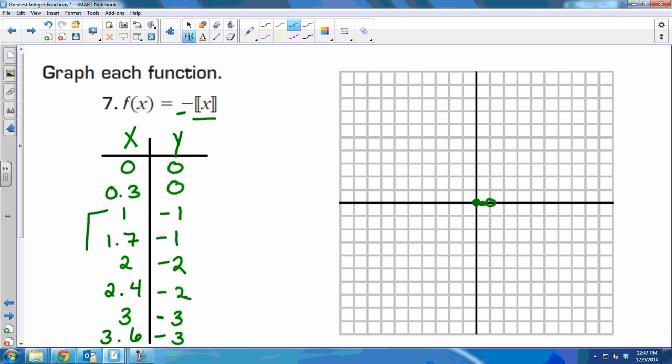So for the next part, like 1, -1, is right here. That's a closed circle. That's an actual point on our graph. And like 1.7, -1 was also a point on our graph. Every single decimal value between 1 and 2, x equals 1 and 2, would have a greatest integer value of -1, all the way until you got to 2. So we put an open circle at 2 and fill in between. And this keeps happening, because that's a point on our table.